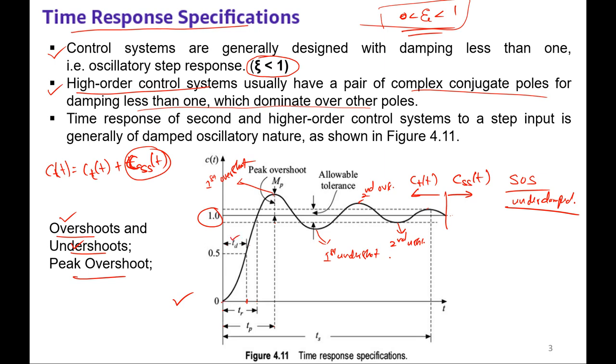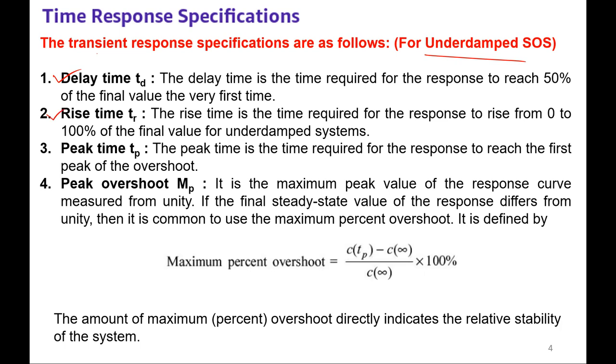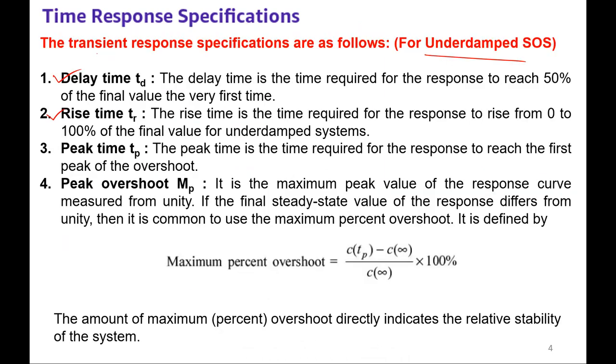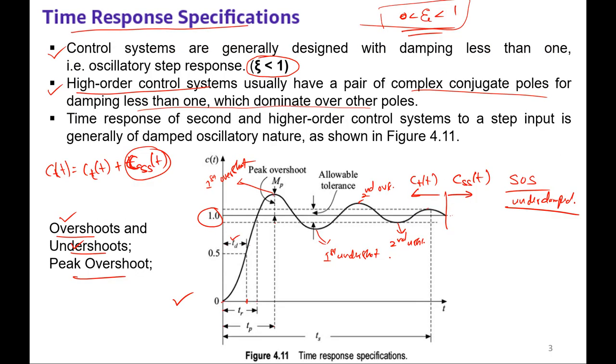Over. The next is rise time, tr. Just observe here, rise time from here to here, meaning the system is achieving 100%. It is varying from 0 and achieving up to 1, and this corresponding time we call rise time. How to define it? The rise time tr is the time required for the response to rise from 0 to 100% of the final value for an underdamped system, right? From 0 to 100% it is achieving in this time duration, hence we call it rise time. Delay time is to achieve 50% of the final value, then rise time is to achieve 100% of the final value.